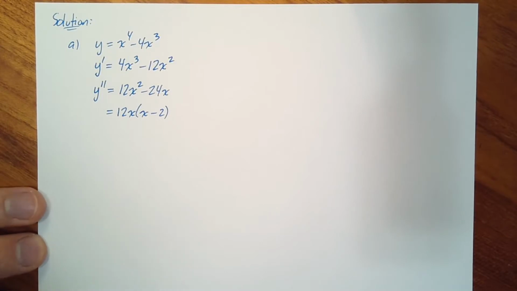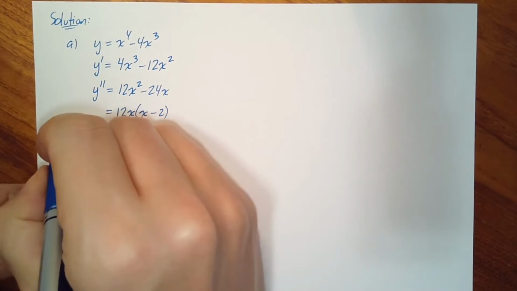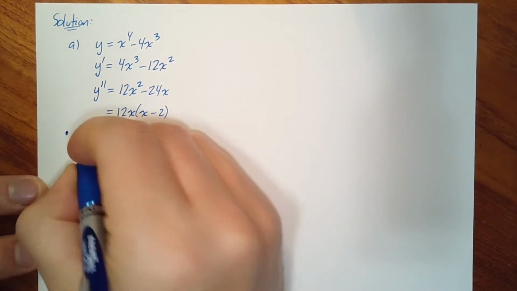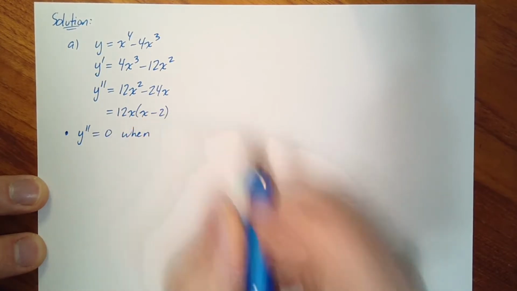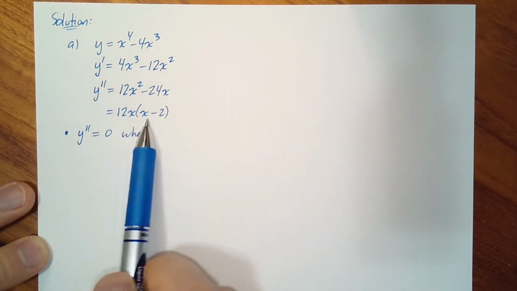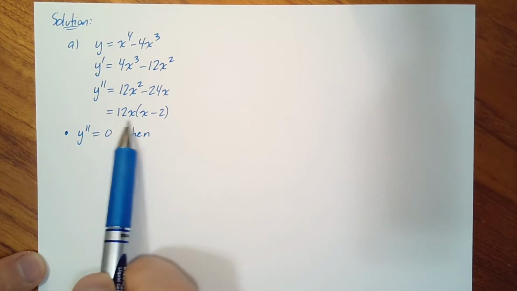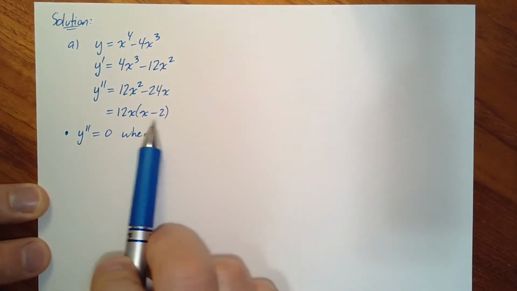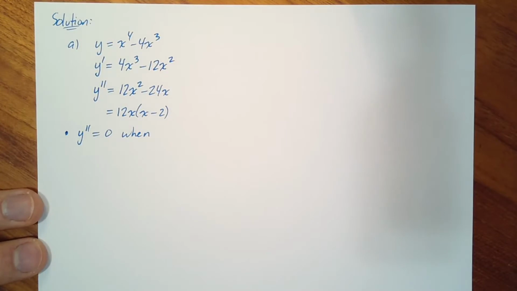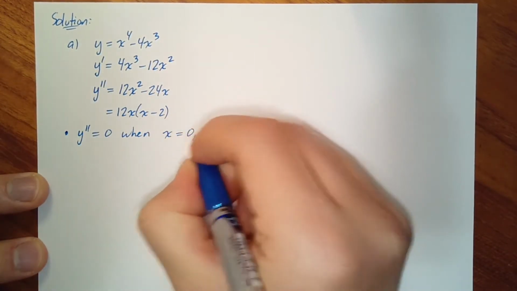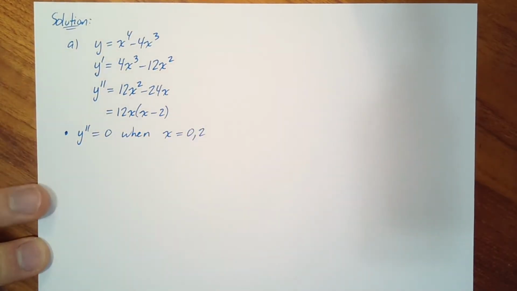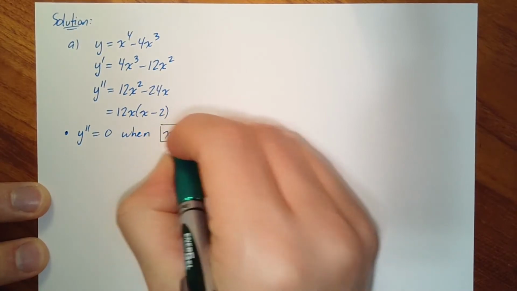All right, well, that's going to allow us to find the points that we're interested in. We're going to check two things. First, check when y double prime is equal to 0. When will that happen? Well, it's factored. It's two factors. So 12x will be 0 when x is equal to 0. And x minus 2 will be equal to 0 when x is equal to 2. Right? So your two values that you care about are 0 and 2. Okay, so let's make a note of that. Those values will be important.